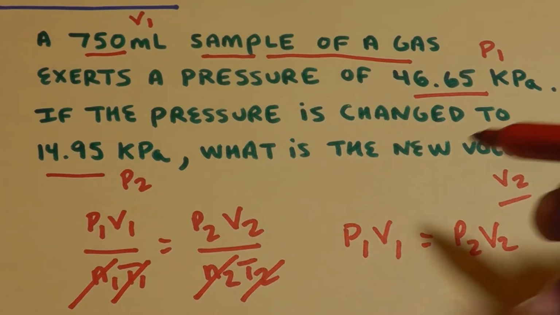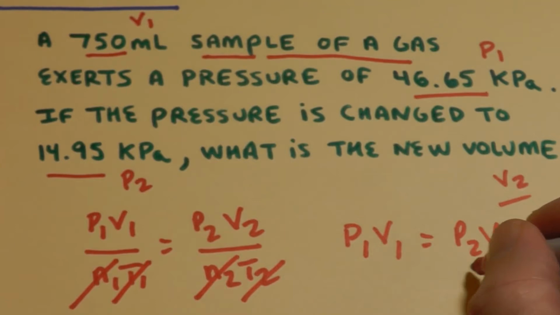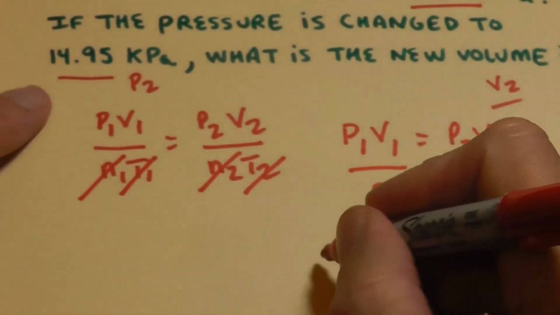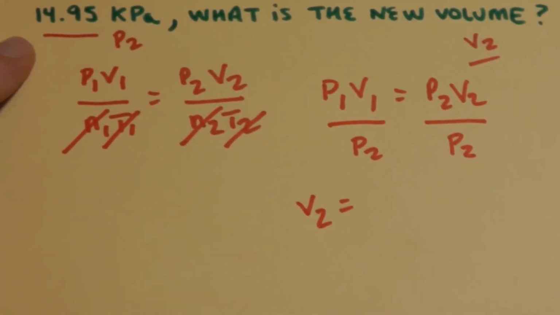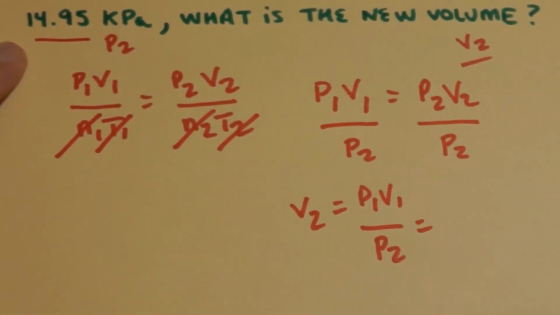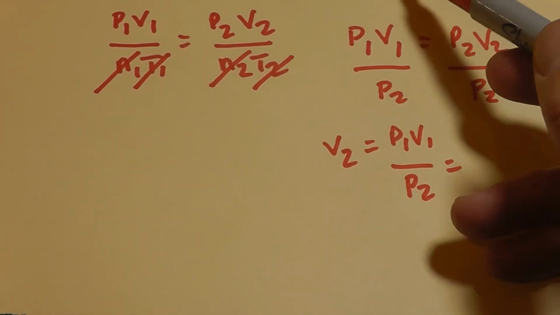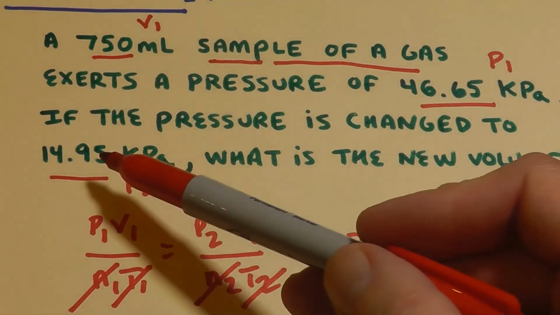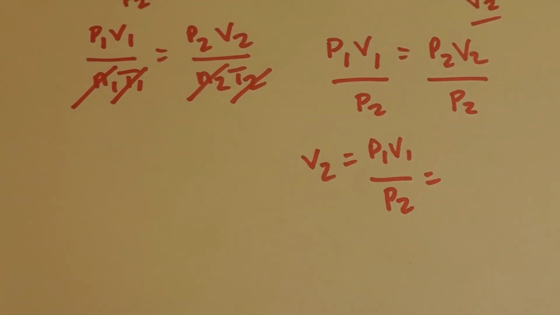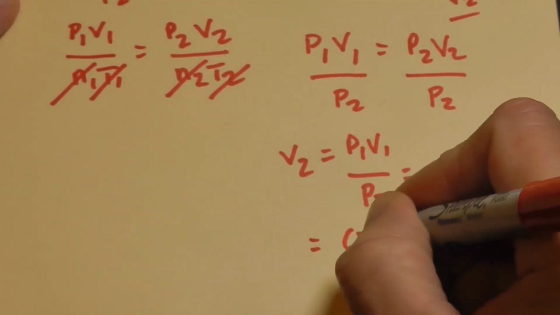And now I could just plug in here. I got everything. If you like to rearrange first, you could divide both sides by P2, and then V2 is equal to P1 V1 over P2. And I could just plug them all in. Make sure you put them all in the right place. Now, by the way, you can also see what's going to happen here. The pressure went down, so the volume better have gone up. So this better be a higher volume. You get good at seeing that kind of thing. So V2 is going to be 750 milliliters.